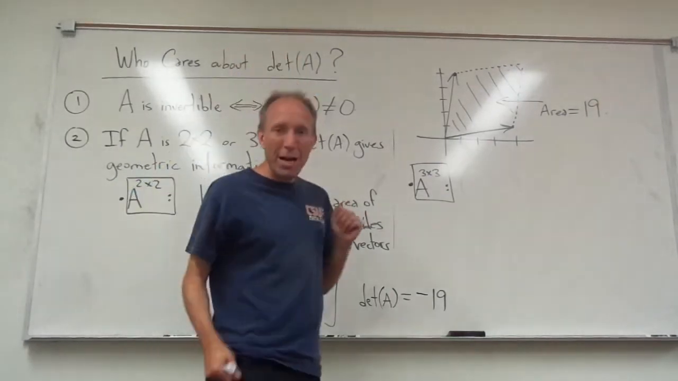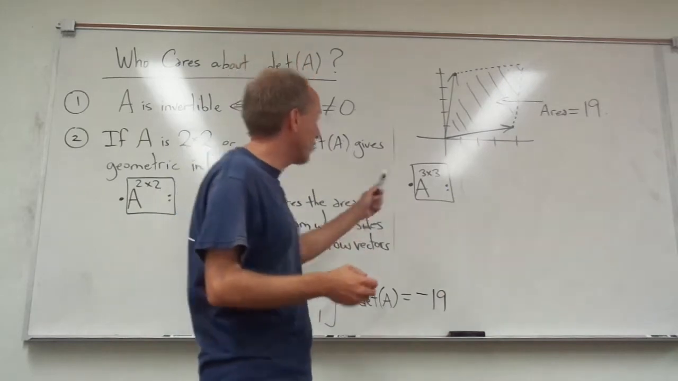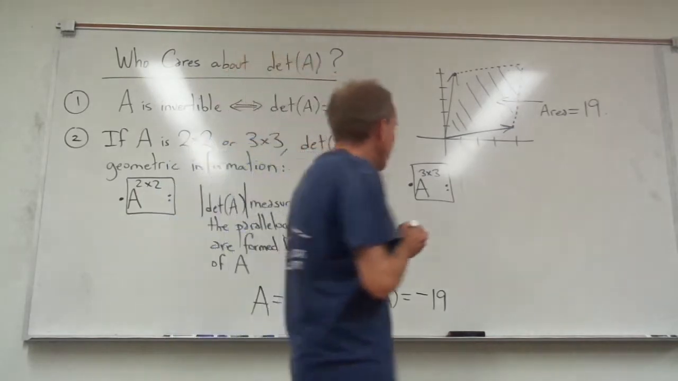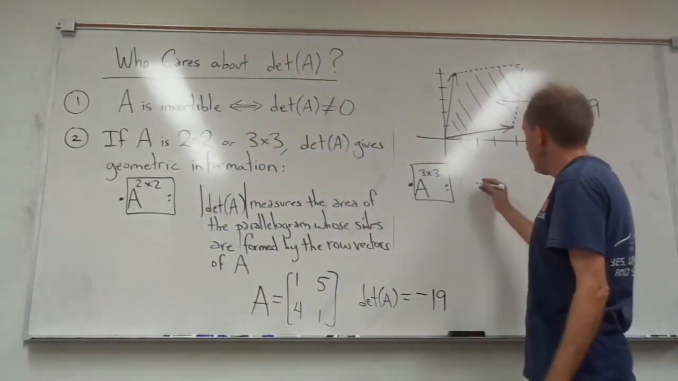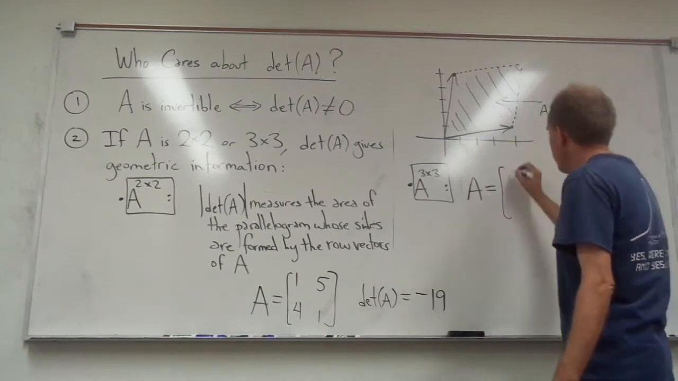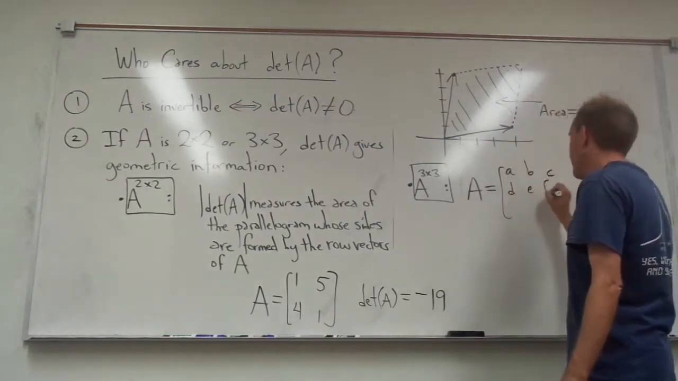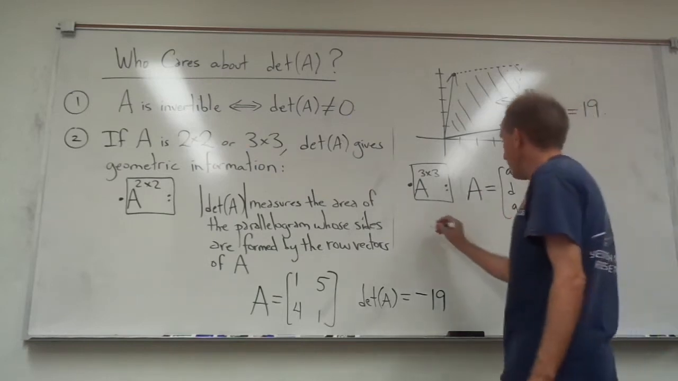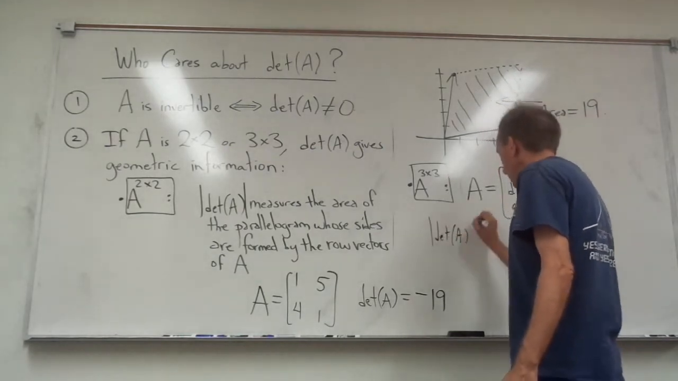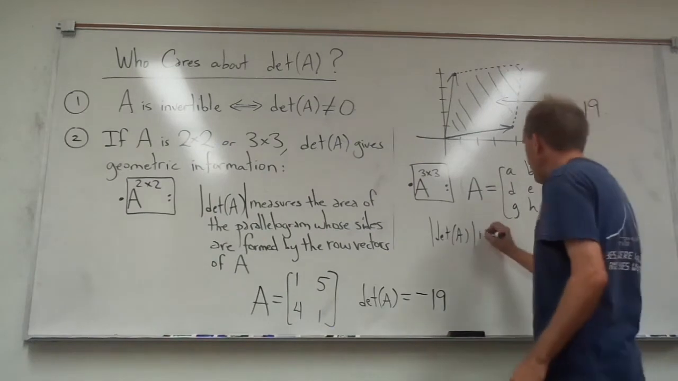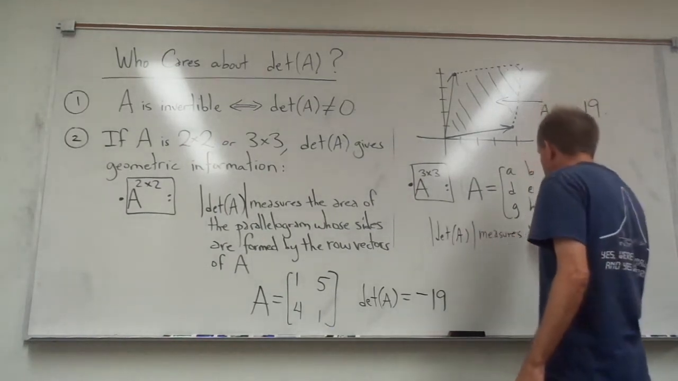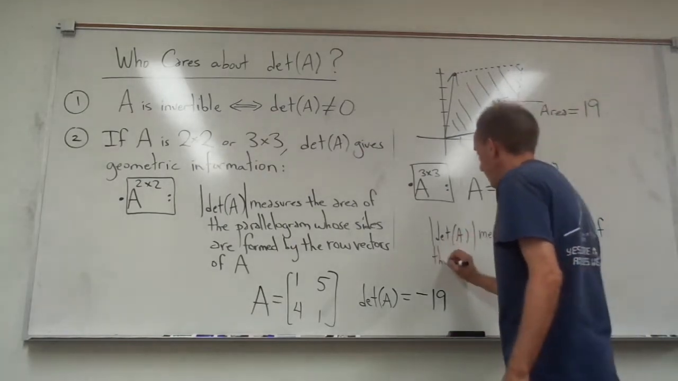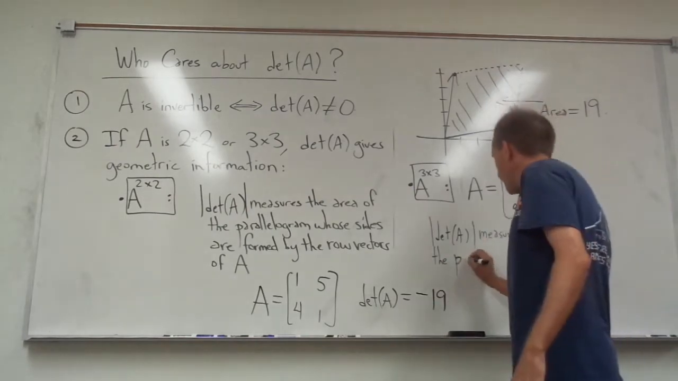I was just starting to talk about the geometric significance of a 3 by 3 matrix when you find its determinant. If you take a 3 by 3 matrix, of course we can take its determinant by doing the arrow method or cofactor expansion. But it turns out that the absolute value of the determinant measures the volume of the box, or the parallelepiped, as the fancy word for it goes.